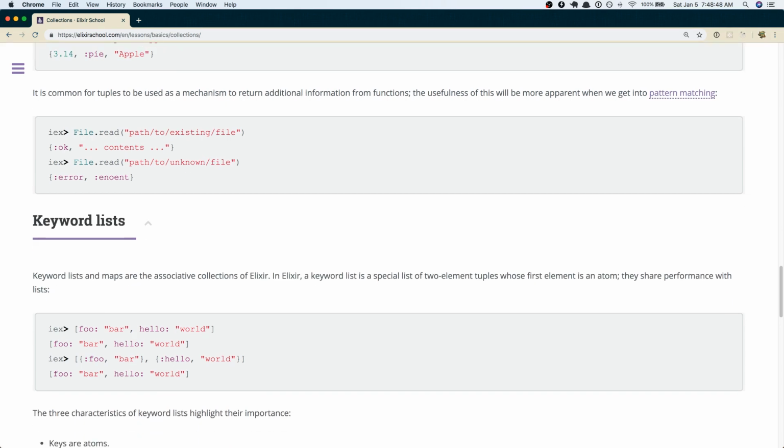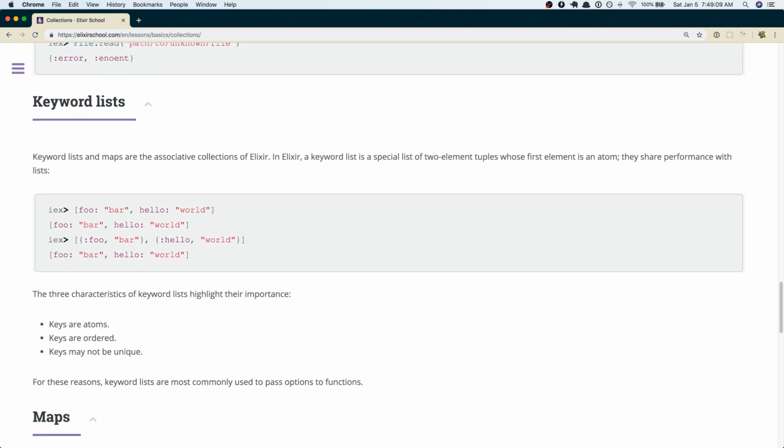Keyword lists. Keyword lists and maps are the associative collections of Elixir. In Elixir, a keyword list is a special list of two-element tuples whose first element is an atom. They share performance with lists. The three characteristics of keyword lists highlight their importance. Keys are atoms, keys are ordered, keys may not be unique. For these reasons, keyword lists are most commonly used to pass options to functions.